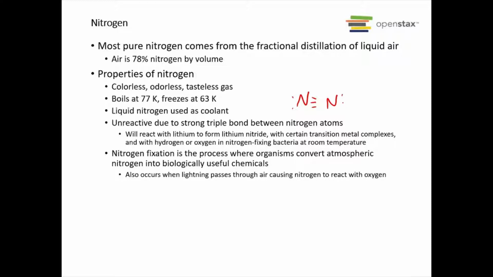So that brings us to nitrogen fixation, which is the process where organisms convert atmospheric nitrogen into biologically useful chemicals. This can also occur in the atmosphere when lightning passes through the air, causing nitrogen to react with oxygen, and then it forms some nitrogen oxides, which can then be carried down into the soil.